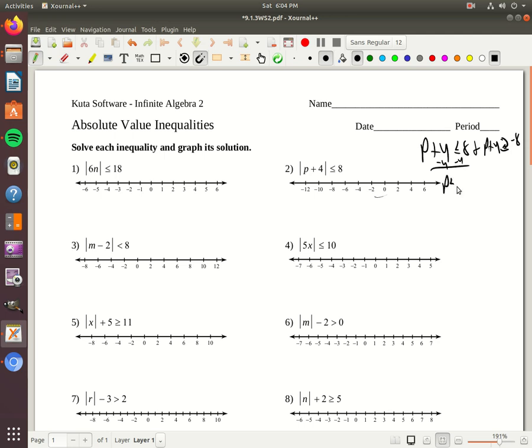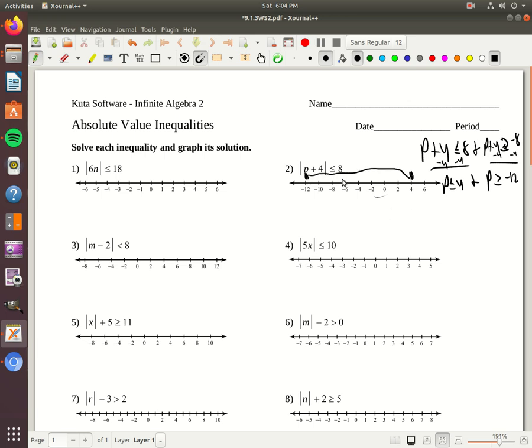So p is less than or equal to 4, and p is, subtract 4 from each side, greater than or equal to negative 12. So I'm going to go to negative 12, I'm going to put a closed circle. I'm going to go to 4, I'm going to put a closed circle, and it's an and, so I'm going to get that barbell shape.